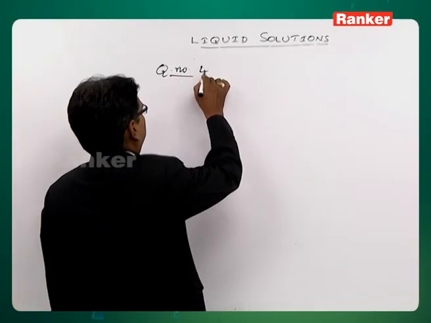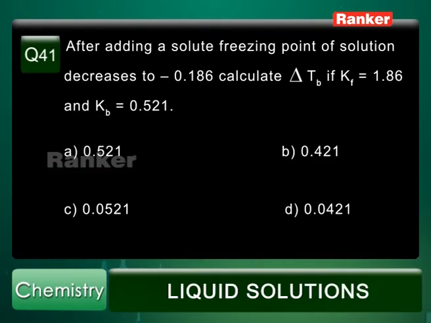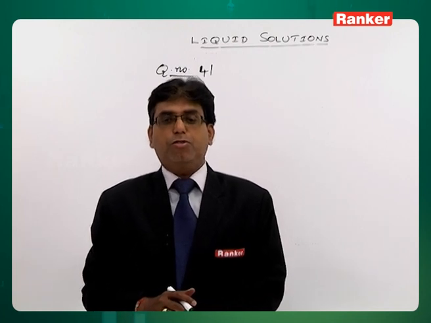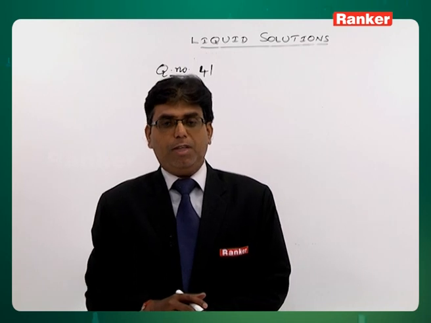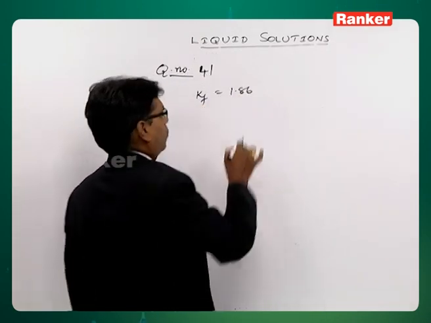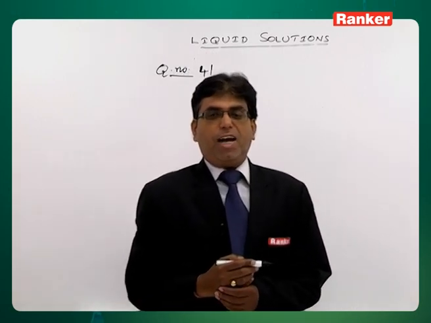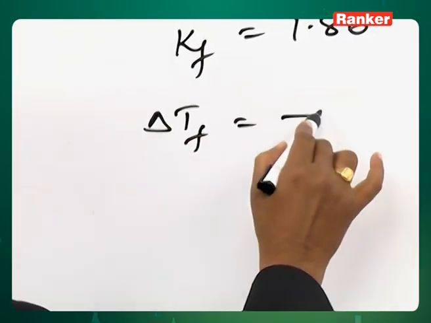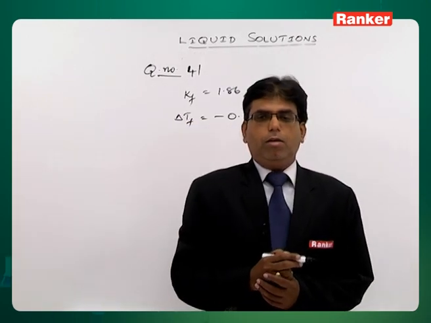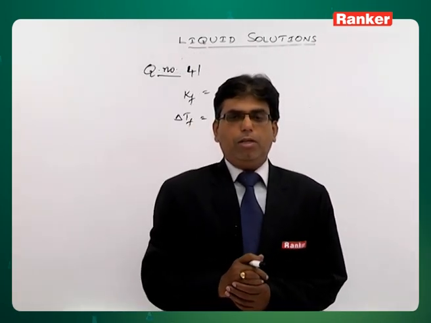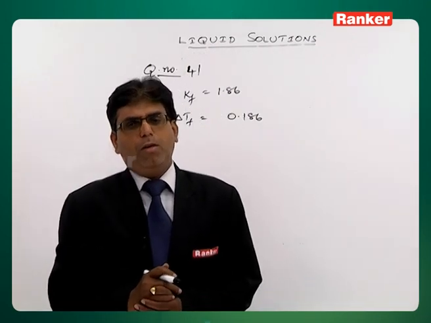Now let's move on to question number 41. After adding a solute, freezing point of solution decreases to minus 0.186. Calculate delta Tb if Kf is equal to 1.86 and Kb is equal to 0.521. Right. So after adding a solute, the freezing point of solution decreases by 0.186. So delta Tf is equal to 0.186. Then the Kb is 0.521. So the question is to calculate delta Tb.